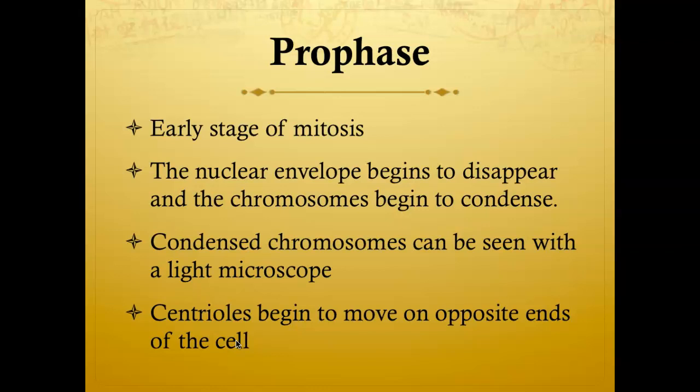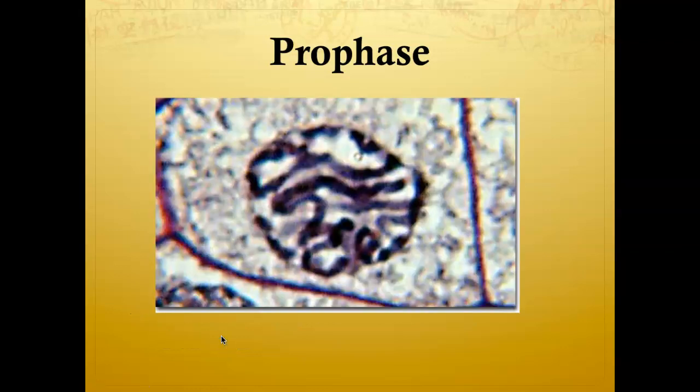So prophase, this is the first phase of mitosis. What you're going to see is that the nuclear envelope is going to begin to disappear, and the chromosomes are going to start condensing. And this condensing can really easily be seen under a light microscope. So you're going to see these dark lines forming in the nucleus of the cell. And centrioles, which guide the cell with division, move to opposite poles of the cell.